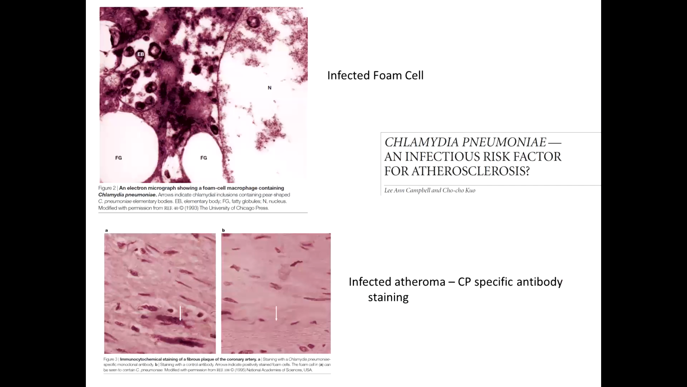The bottom figure is infected atheroma, and what they did is they stained the lesion with an antibody that is specific to chlamydia. And when we do that, we typically have a dye associated with that we can see. So you can see that on the left side, the arrow is pointing. We can read down here, staining with chlamydia pneumonia specific monoclonal antibody, and then staining with the control antibody on the right side. So on the left side, you can see that there is chlamydia in the atherosclerotic lesion.